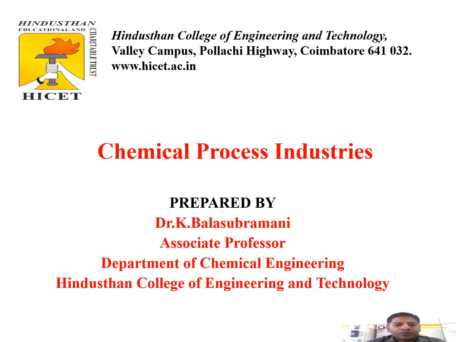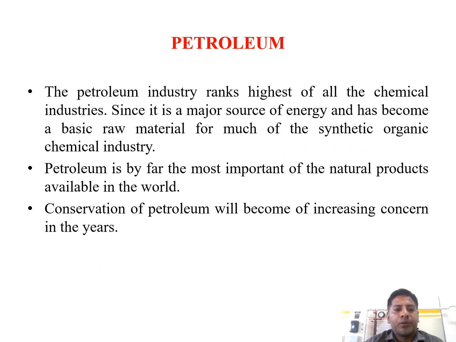Today we are going to discuss the chemical process industries, that is, the production of petrol and crude: how it can be produced and where we get the raw material. First of all, we see petroleum. The petroleum industry ranks the highest of all the chemical industries, covering pharma, chemicals, petroleum, petrochemicals, ONGC and others.